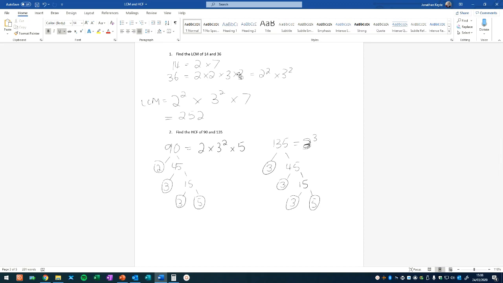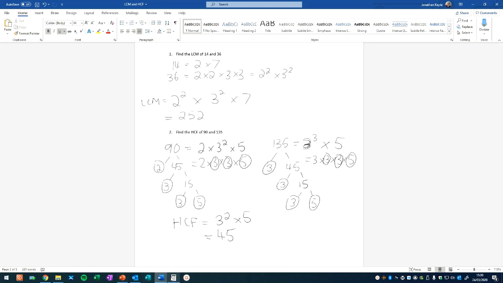So 3 cubed times 5. So if we want HCF, we want the highest common factor. So the number is going to be less than 90, most likely. Well, it is going to be less than 90. So we take all the numbers they have in common. So for this, it's actually easier to write it as 2 times 3 times 3 times 5, and then to write this one as 3 times 3 times 3 times 5. Then you find what they have in common. So they both have 2 3's and a 5. So the HCF equals 3 squared times 5, which actually equals 45.